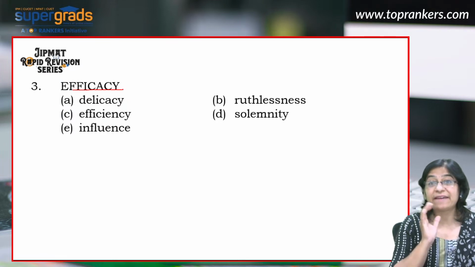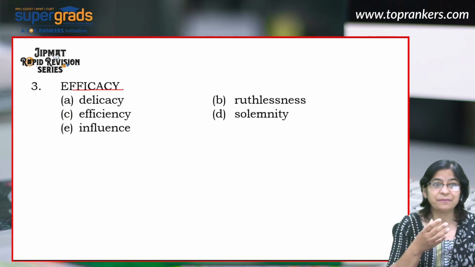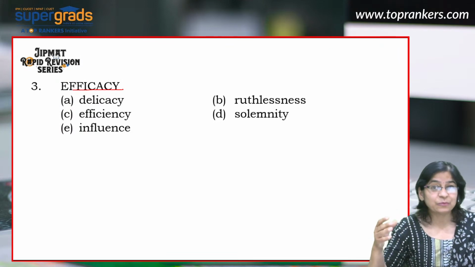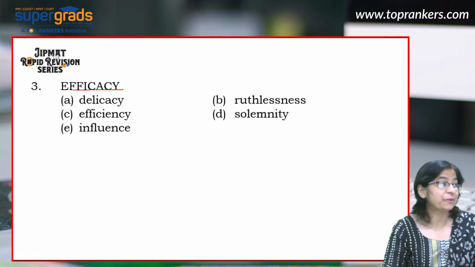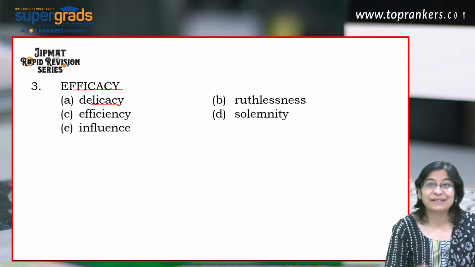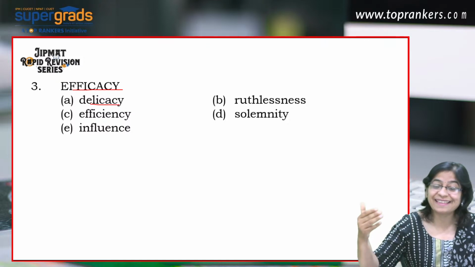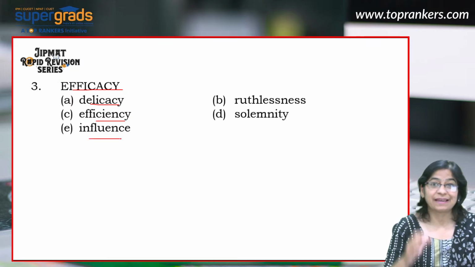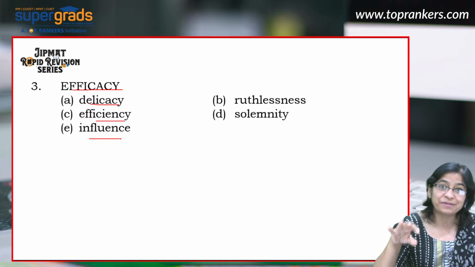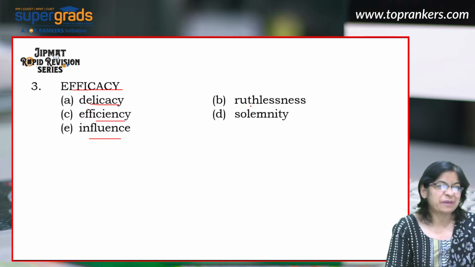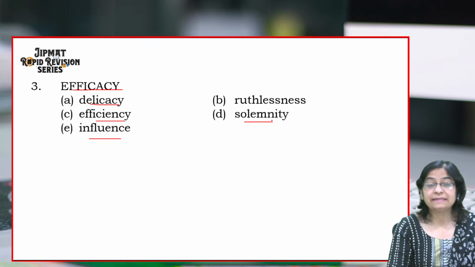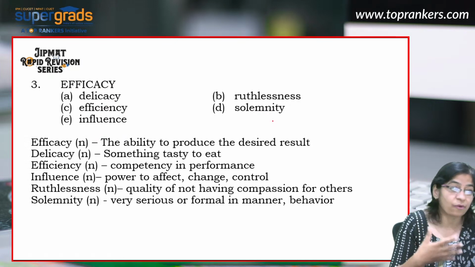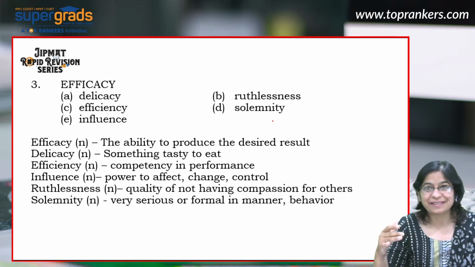Efficacy. Efficacy is a beautiful word which simply means getting things done most efficiently and at the right time. So let's look at the answer choices. Delicacy. Other than the "cacy" at the end, what matches, I don't know. Efficiency, it's a good word. Influence is kind of making an impact on someone's decision. Ruthlessness, being merciless. Solemnity is being very serious or formal. If somebody is very serious or formal in behavior, that's solemnity. That's a way of being.